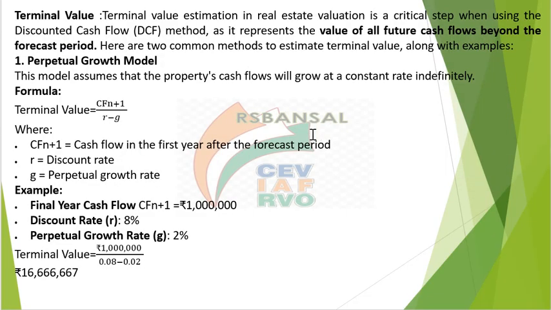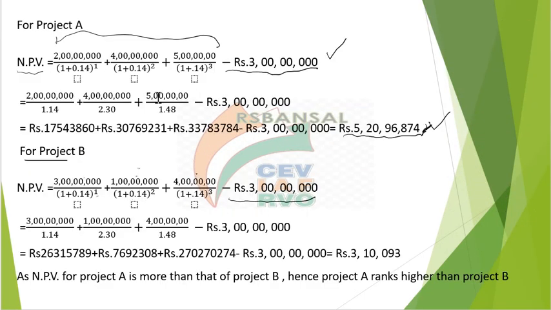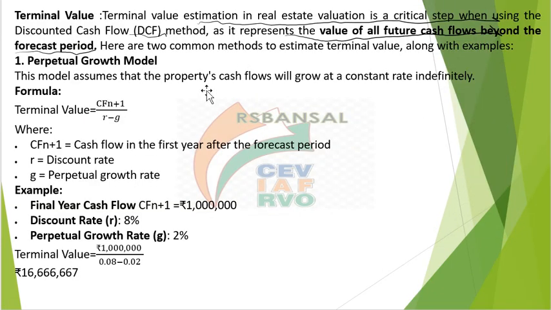Then terminal value. Terminal value estimation in real estate valuation is a critical step when using the discounted cash flow method, as it represents the value of all cash flow beyond the forecast period. See here, we have calculated it for 4 years. In the first question, we calculated it for 3 years. So what happens after 4 years or 3 years? For that we use the future value of all future cash flows beyond the forecast period. For that we use terminal value. There are two methods for calculating the terminal value. One is the perpetual growth model.